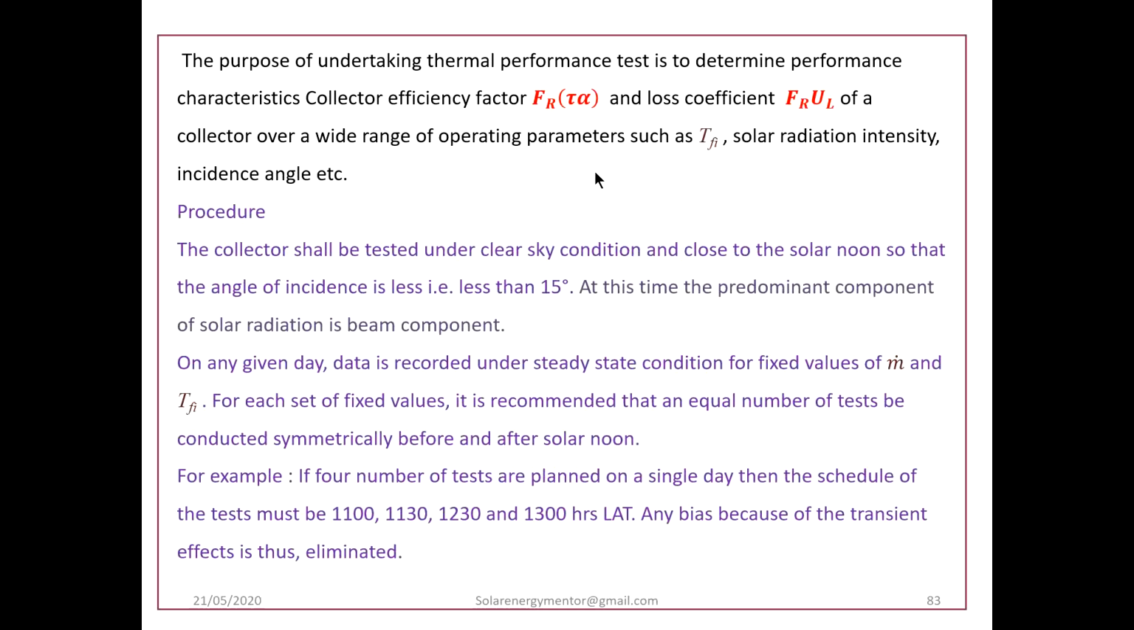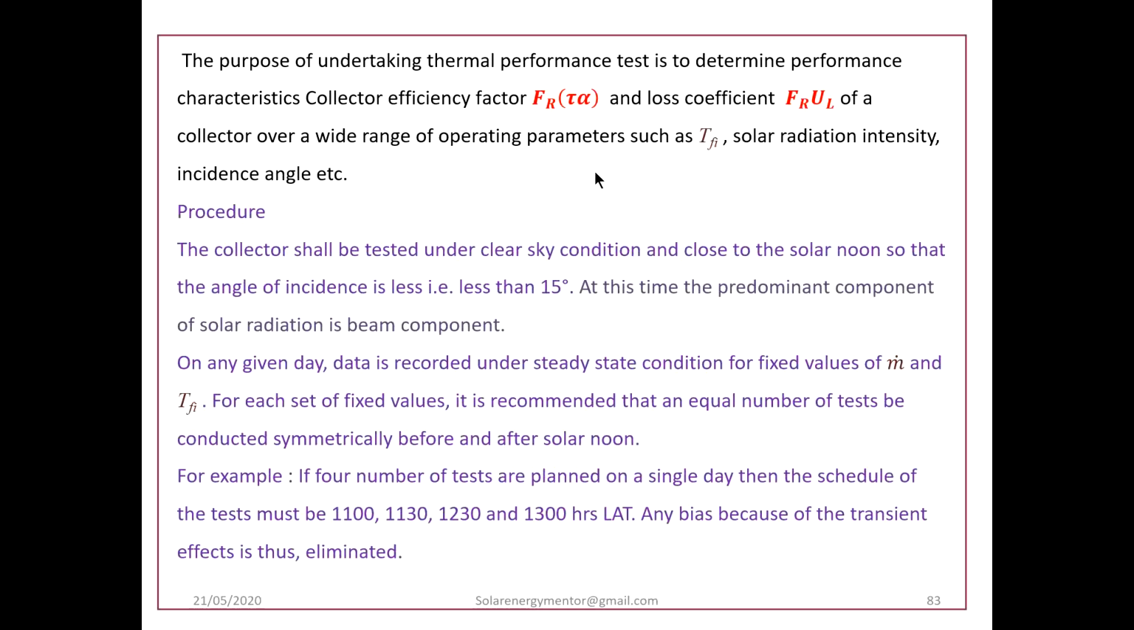Now at this time near the solar noon, the predominant component of solar radiation is also the beam component. So if we install a pyranometer along the plane of a collector, it will measure the beam radiation, normal radiation intensity. Okay, so on any given day, data is recorded under steady state condition.